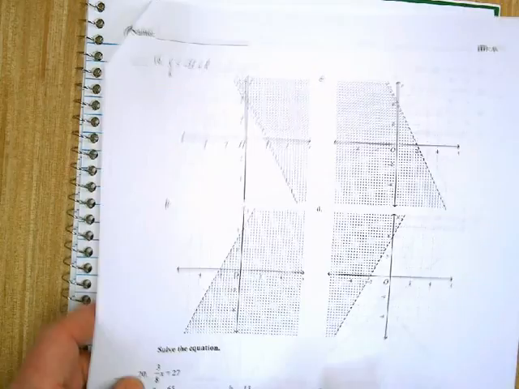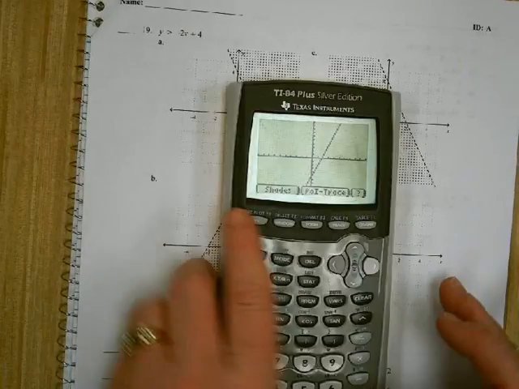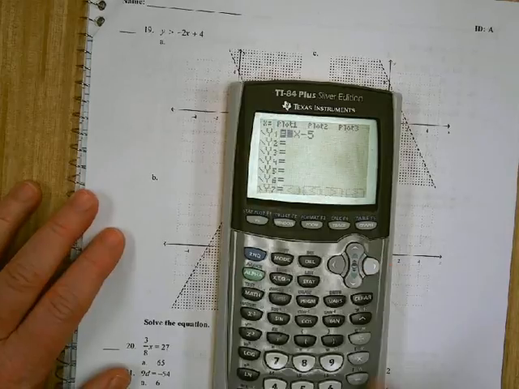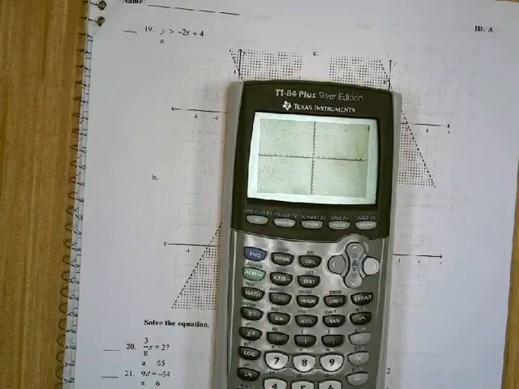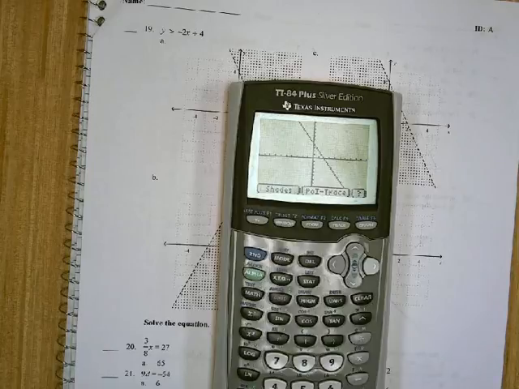Let's do the next one. Go to your calculator. Y equals -2x plus 4. And we're going to graph it. It is supposed to be a dotted line. The calculator won't quite do that at this point. It's supposed to be a dotted line, and let's see, where do we think we need to go? We're going to test a point. What point do y'all want to test?